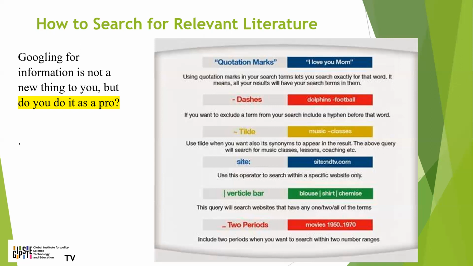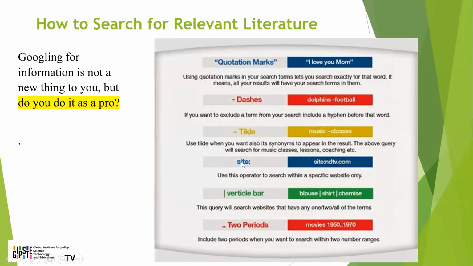Third, use the tilde when you want to also see synonyms appear in the results. For example, if you look at the example here, music classes, you want to see all synonyms to classes related to music. So if you look at the above inquiry here, your search for music will bring music classes, music lessons, music coaching, and several others.